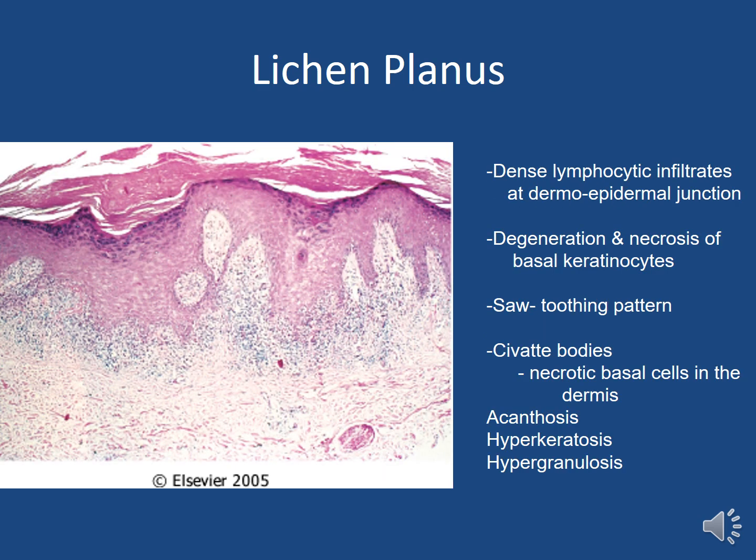Under the microscope, there will be dense lymphocytic infiltration in the dermis and in the dermo-epidermal junction. There will also be degeneration and necrosis of the basally located squamous cells because they will be attacked by the abnormally activated lymphocytes, and a saw-toothed pattern of the dermo-epidermal junction. So civatte bodies may be seen, which are actually necrotic basal cells in the dermis.